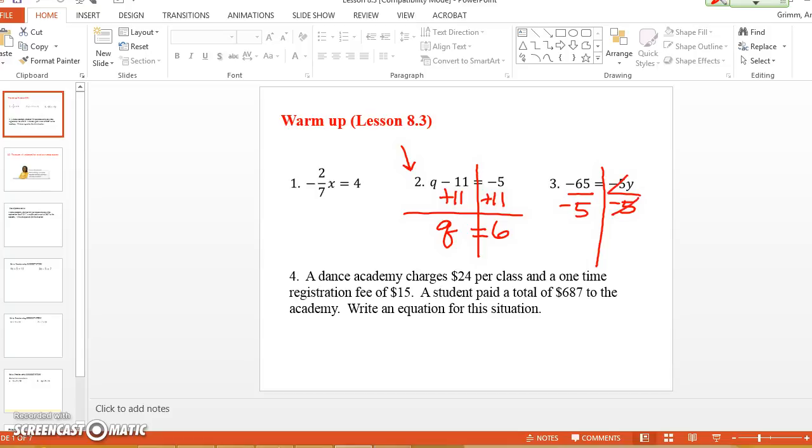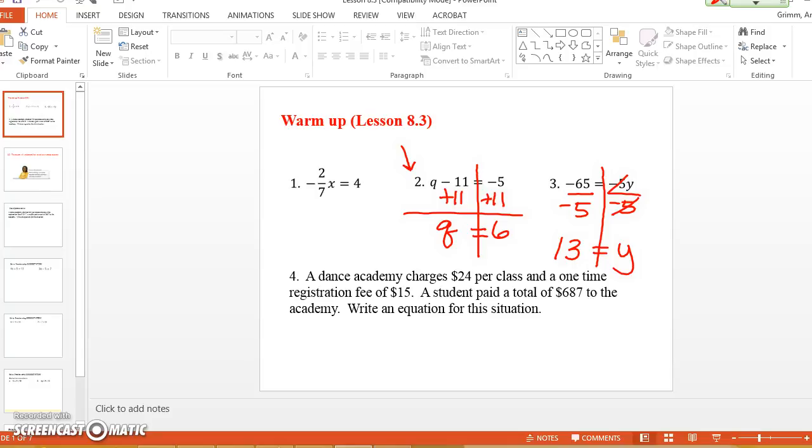These -5s will cancel out and become one whole. We're going to keep the y on the right side even though it feels weird. And how many 5s go into 65? 13. And it's going to be positive because that was a negative divided by a negative on that side also. Okay? All right, then we get on to number 1.